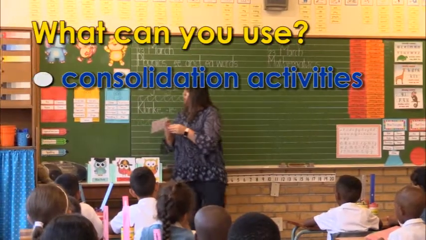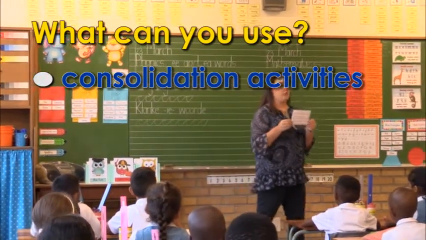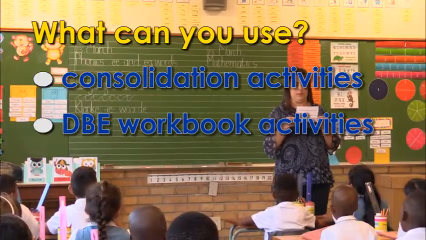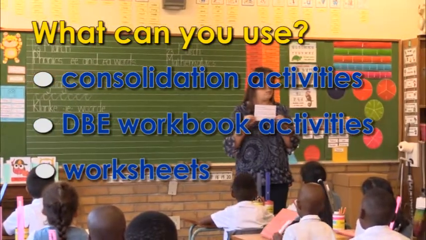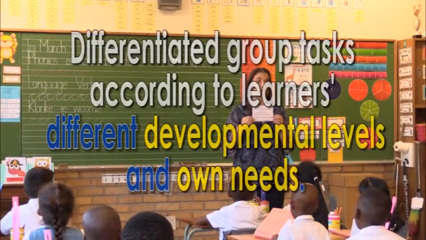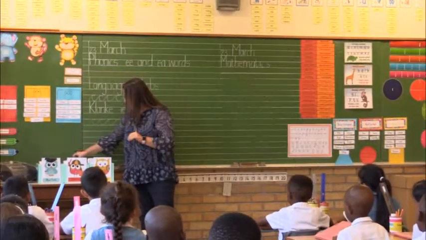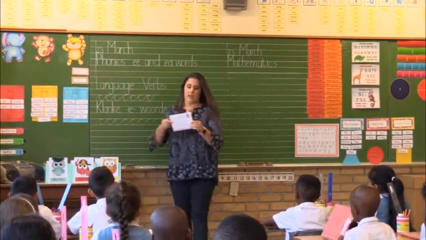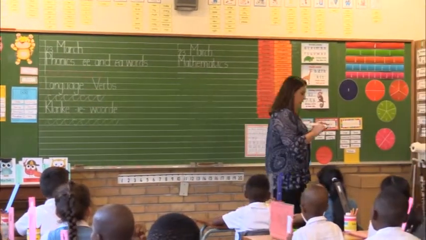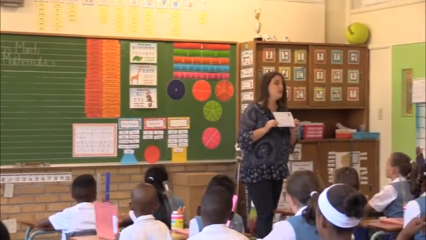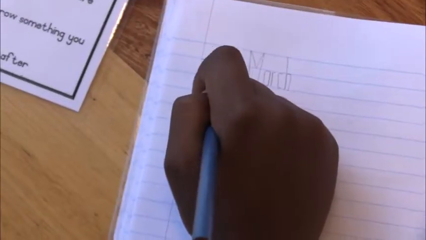You can use consolidation activities, activities out of the DBE workbook, or worksheets. It is important that you differentiate the activities to suit your different groups. Yellow group, you're also only going to do the one side for me over here. You're also going to do the double E sound, and you're going to unscramble the sentences.